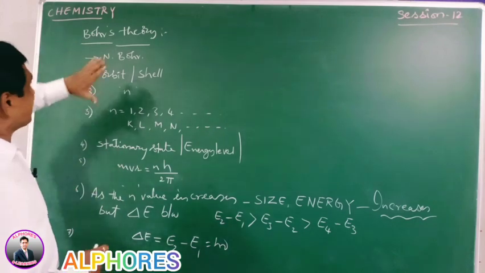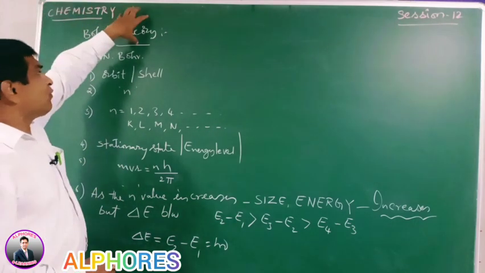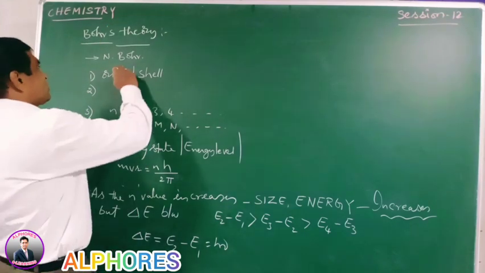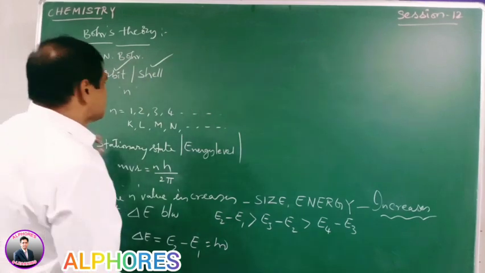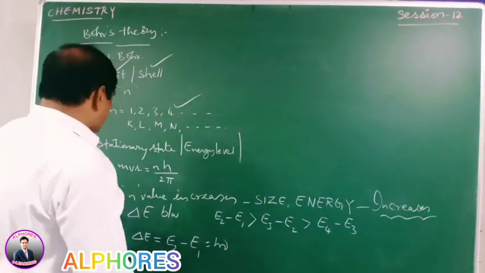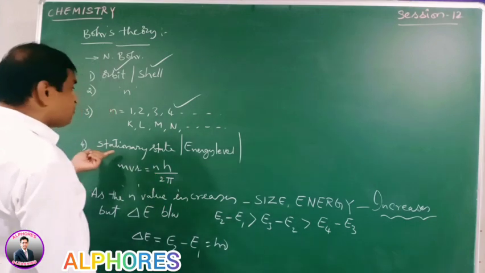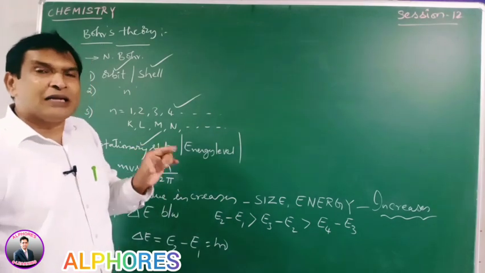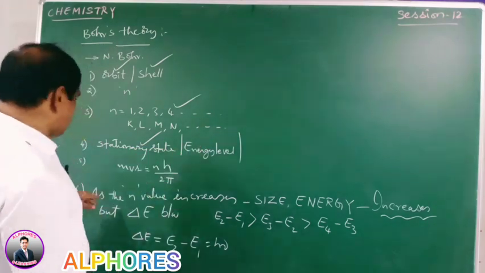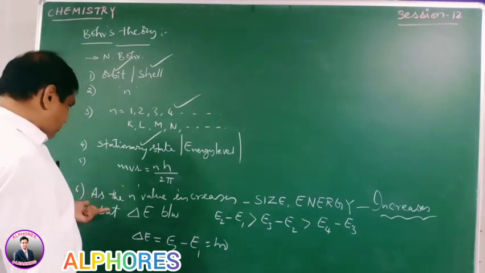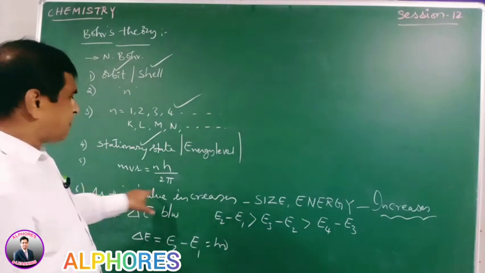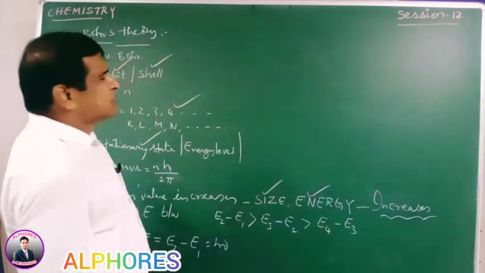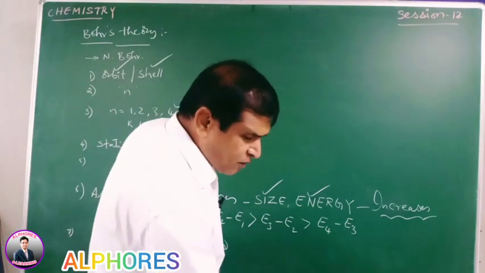From this, what is the significance of Bohr's theory? Bohr's theory explains orbits or shells. As the number of orbits increases, the orbit is a stationary orbit because the energy of the electron in the orbit is constant. As the number of orbits increases, size and energy both increase. These are the important conclusions of Bohr's theory.